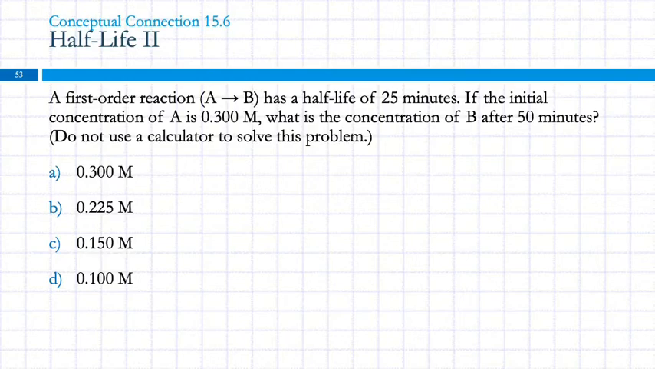A first order reaction, A to B again, has a half-life of 25 minutes. If the initial concentration of A is 0.3 molar, what's the concentration of B after 50 minutes? Do not use a calculator to solve this problem.